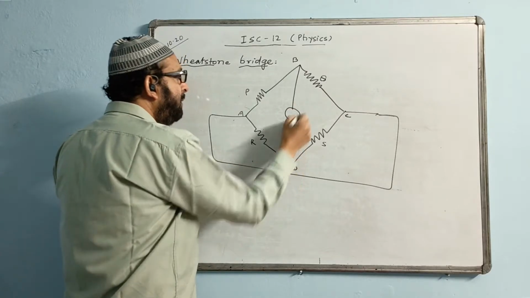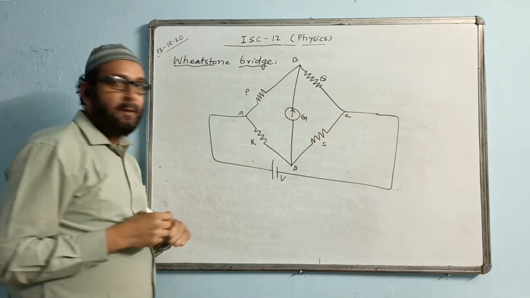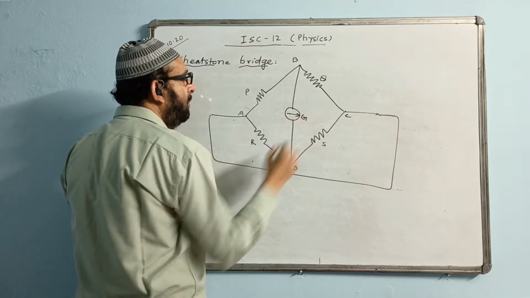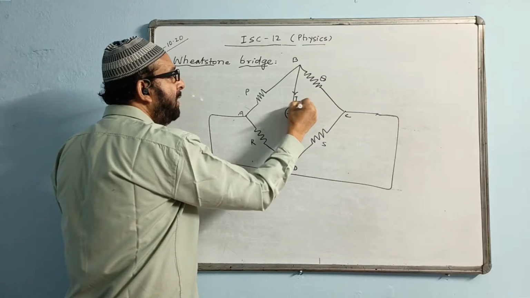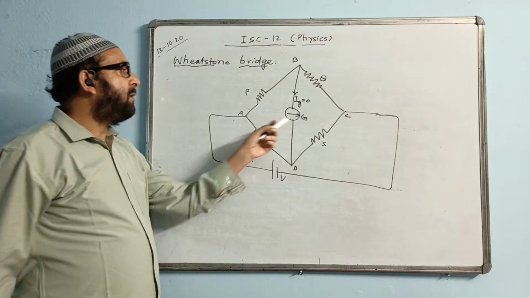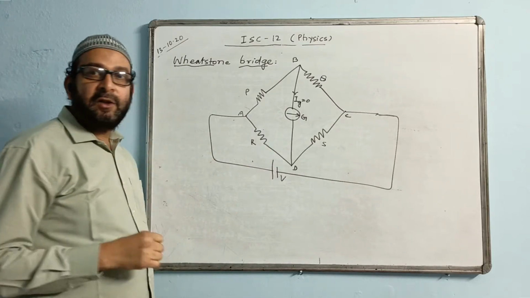Between the adjacent arms we will be connecting a galvanometer. There is a galvanometer here, like this. Or we can show the galvanometer here like this. This is the galvanometer. The current through the galvanometer I take as Ig. I take Ig value 0. When the current in the galvanometer is 0, or when the galvanometer gives null deflection, null is 0.